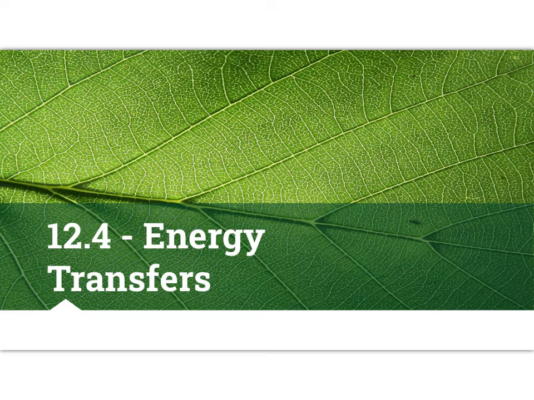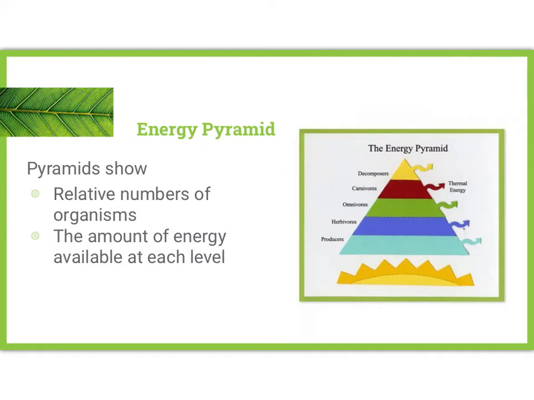12.4, energy transfers. An energy pyramid shows the relative number of organisms within each level. So for instance, if we're looking at this pyramid here, we can see that the producers are on the bottom and they have a greater area or bigger size piece than herbivores or even decomposers. So this would say that the number of producers is much greater than the number of decomposers in an ecosystem. So that's how it can depict the relative number of organisms.